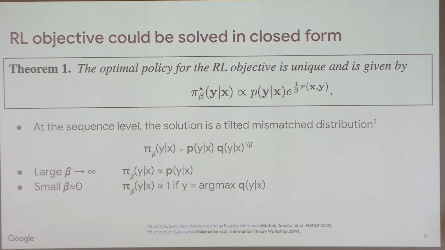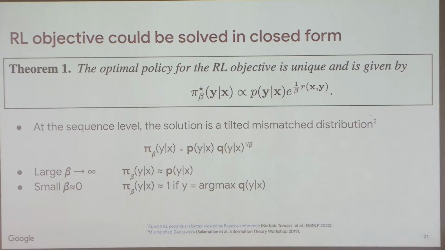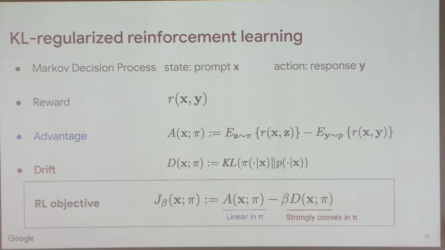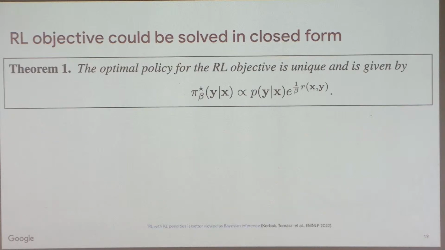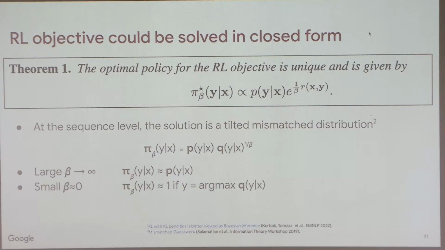Just to do a sanity check, if you send beta to infinity, we're going to get back the base distribution. And if beta is 0, this is going to become a deterministic distribution, and you're just going to output the outcome that has the highest reward. In other words, if there is no KL regularization, this is going to degenerate to the highest reward outcome. And if you have infinite KL regularization, you're going to just stay at the base model.